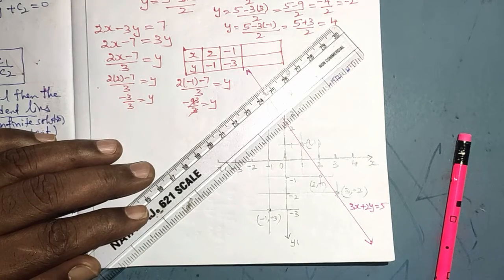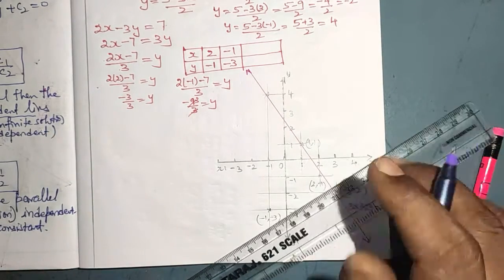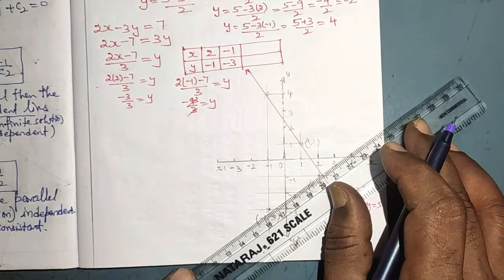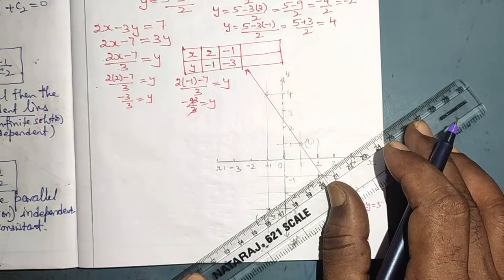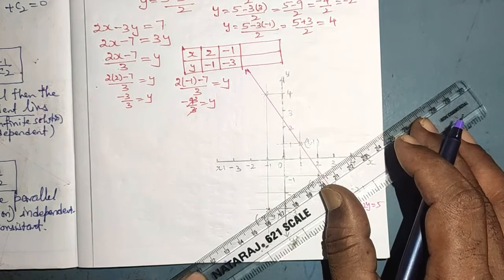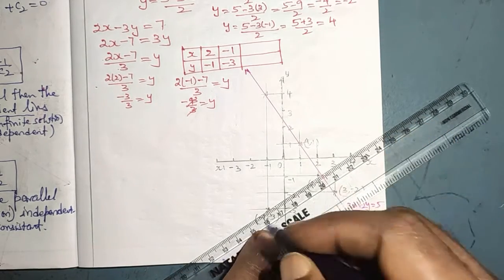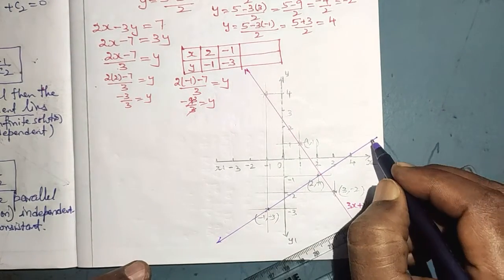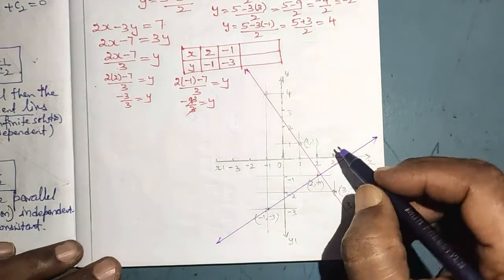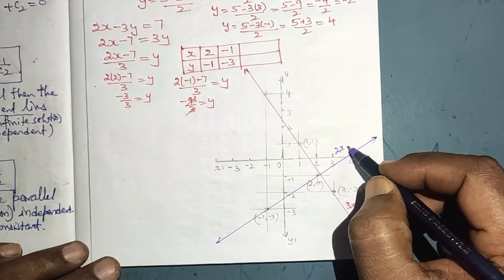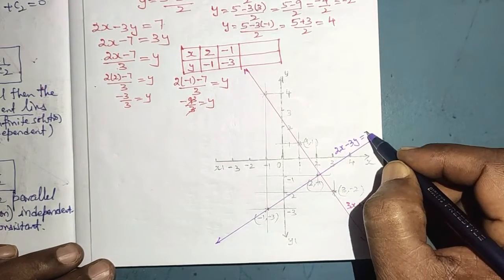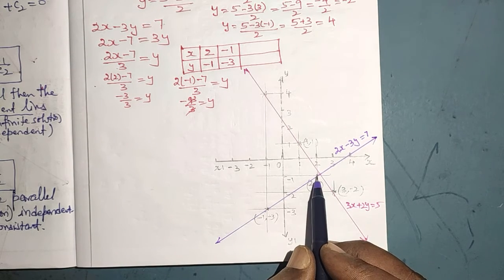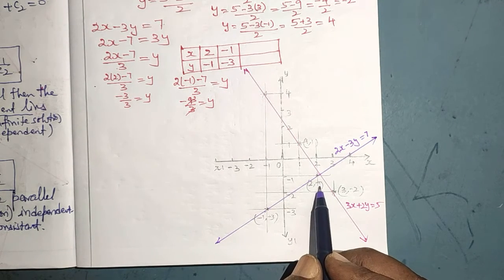you see, where will this line intersect? This is that point. This point I have to join. So when I join these 2 points, these 2 lines are what lines? Intersecting lines. What is the name of this line? It is 2x minus 3y is equal to 7. Now you see, we know this point. What is this point? 2 comma minus 1.